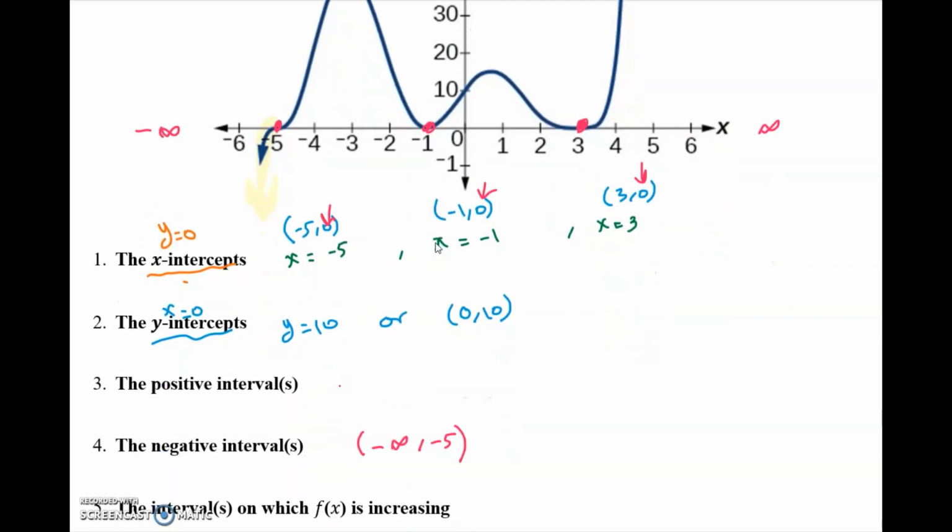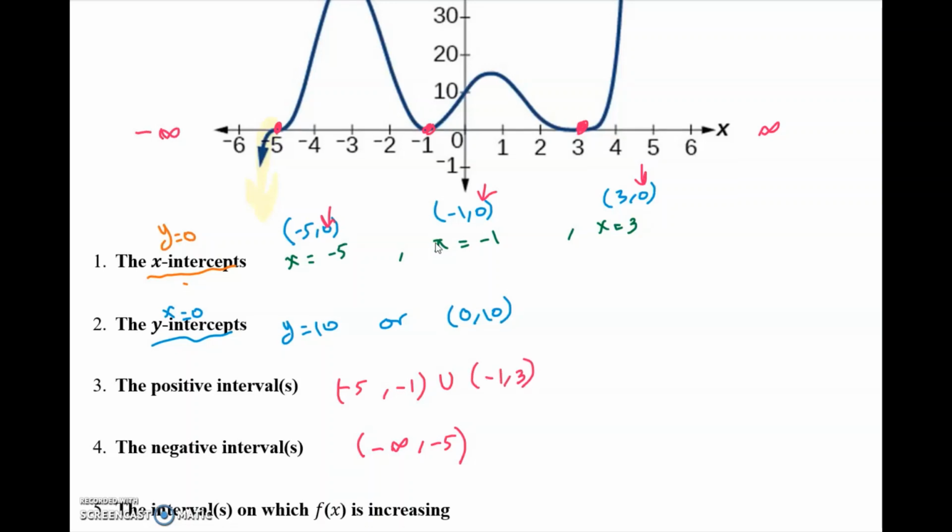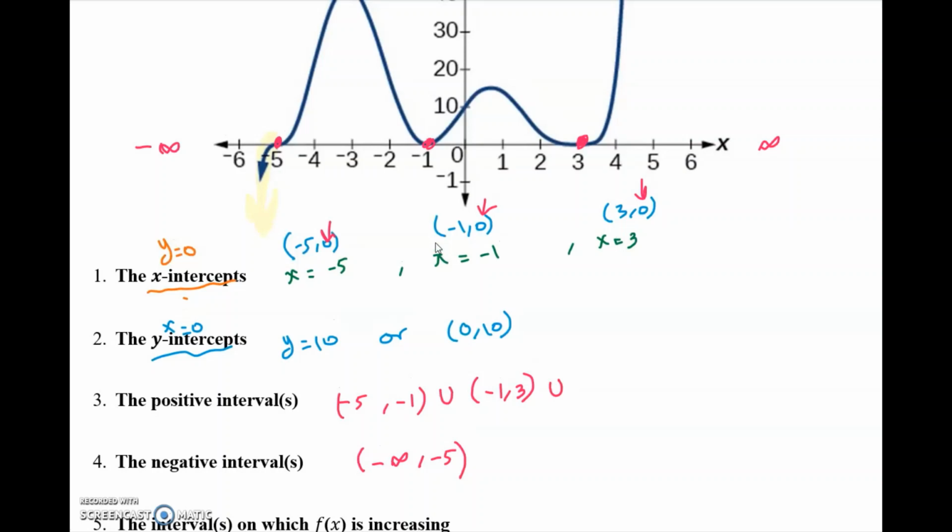I'm going to say from negative 5 all the way to negative 1, open from both sides, it was positive. Union or comma, it's up to you. From negative 1 to 3, it's positive. And from 3 all the way up, or sorry, to the right, my bad, to the right, all the way to infinity is positive.